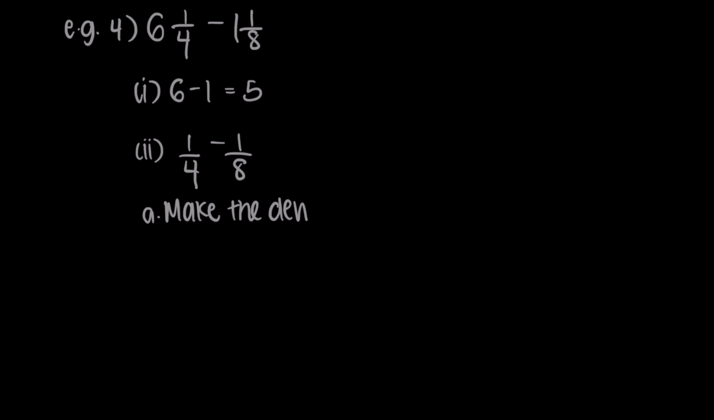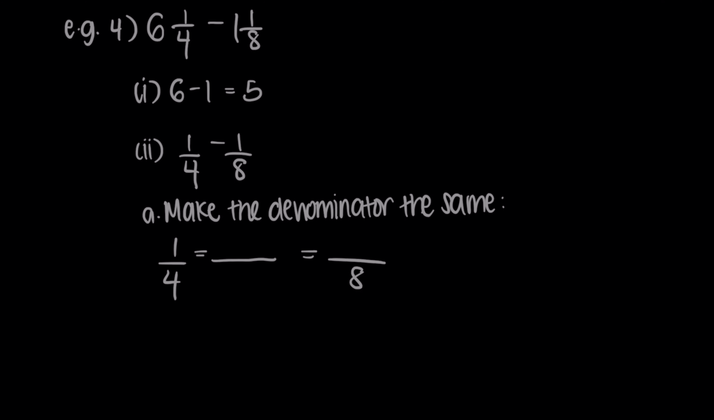But we have to make sure our denominators are the same. The LCM of 4 and 8 is 8. So we only have to find an equivalent fraction for 1/4 with a denominator of 8. We convert 4 to 8 by multiplying by 2 and do the same for the numerator. So our new fraction is 2/8. Now we subtract 2/8 minus 1/8, and that gives us 1/8.